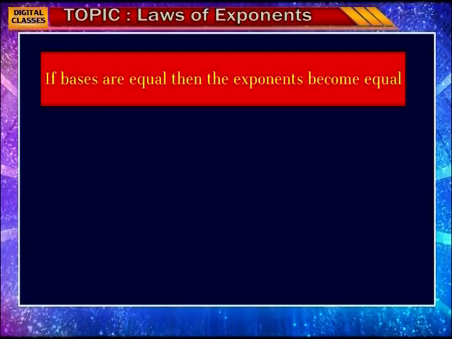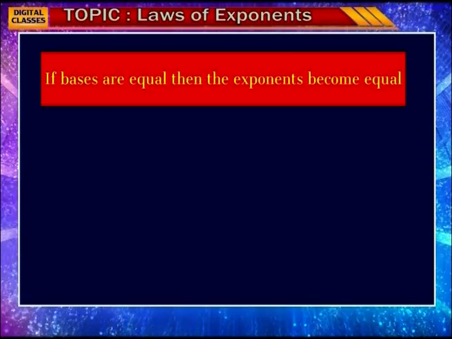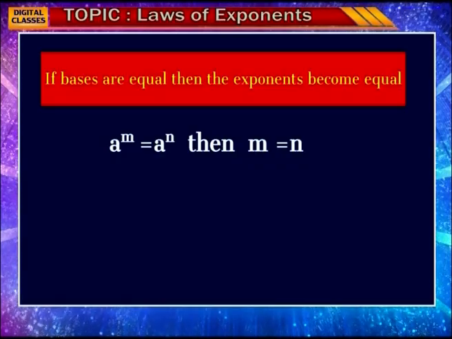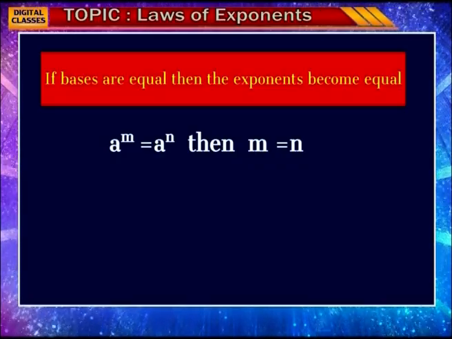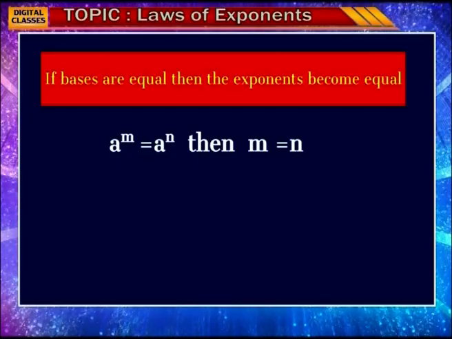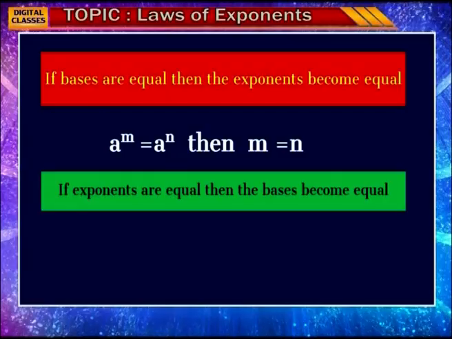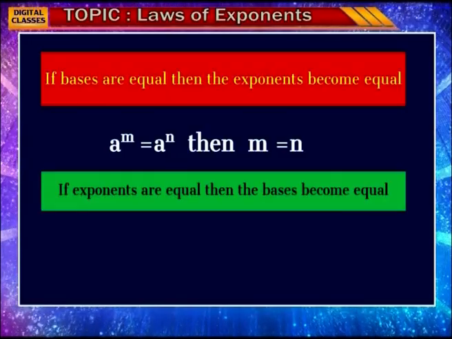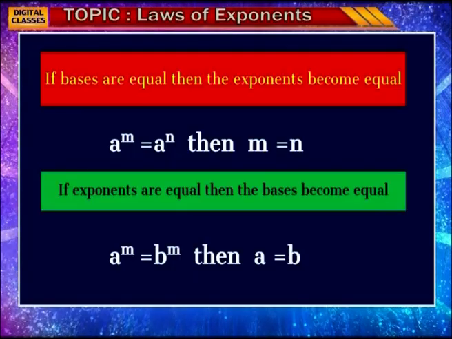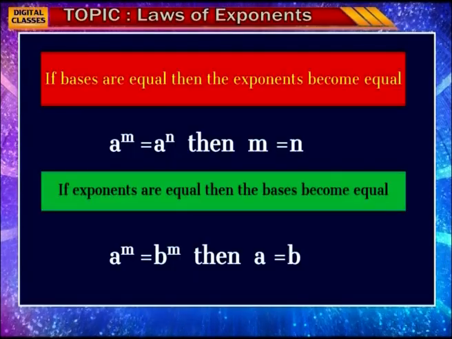If the bases are equal, then the exponents become equal. Like a to the power of m is equal to a to the power of n, the bases are equal, so the exponents will become equal. When the exponents are equal, then the bases become equal also. Here the exponents are equal, so what happens? The bases will become equal.